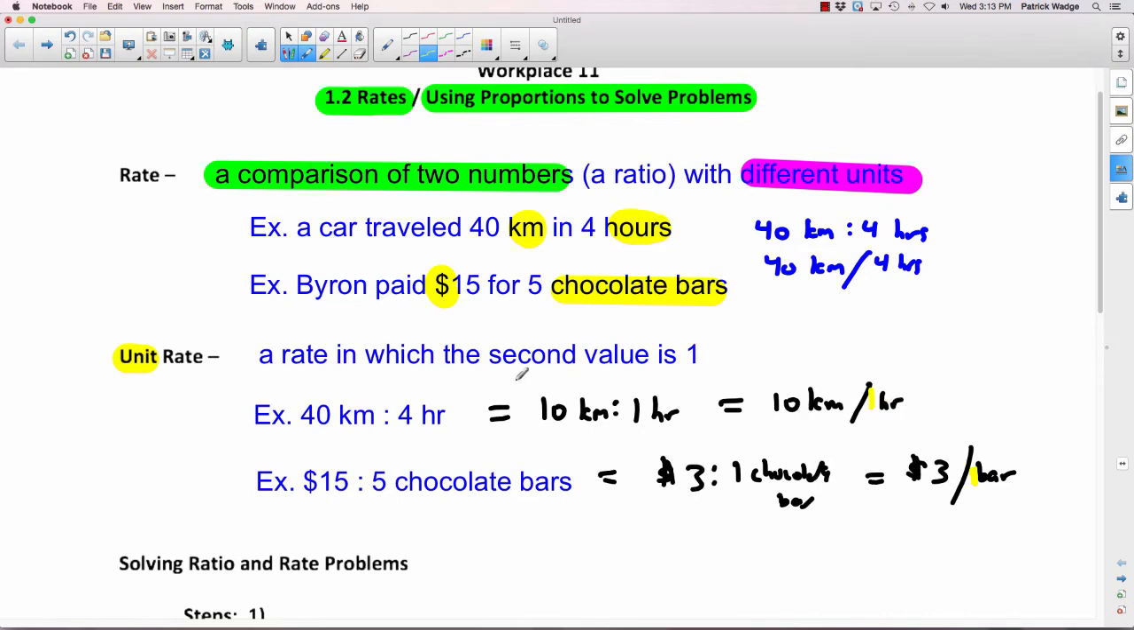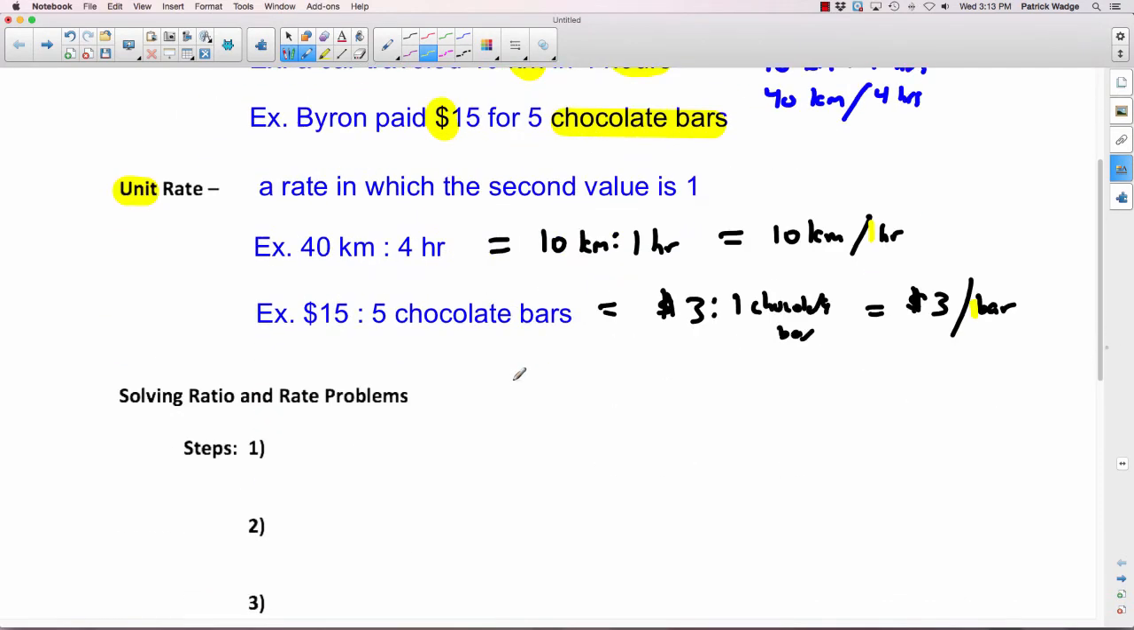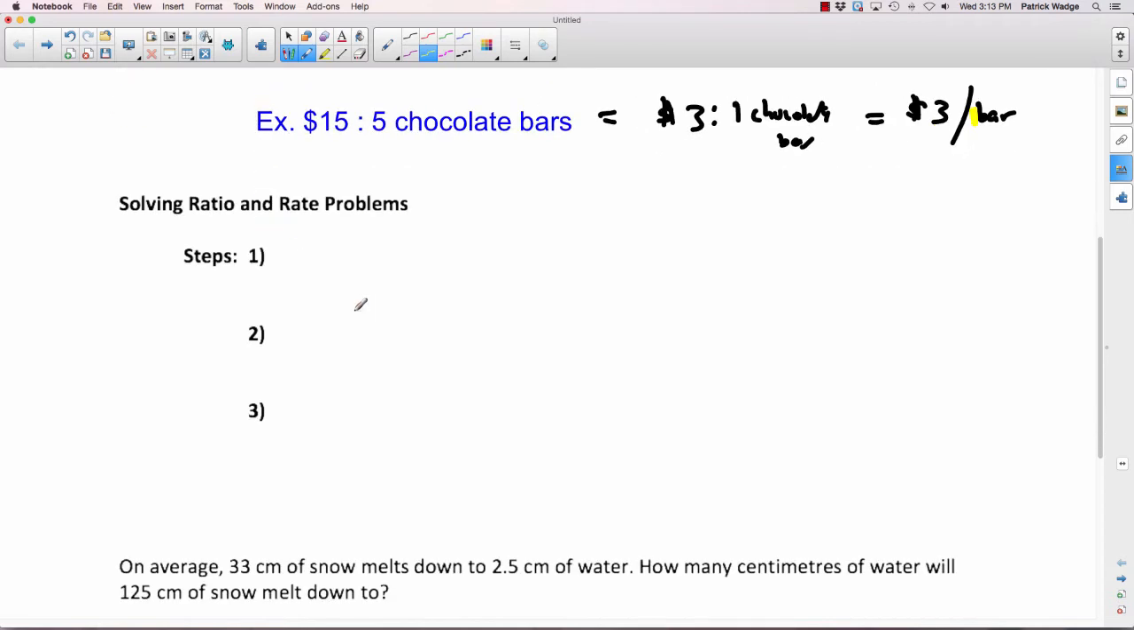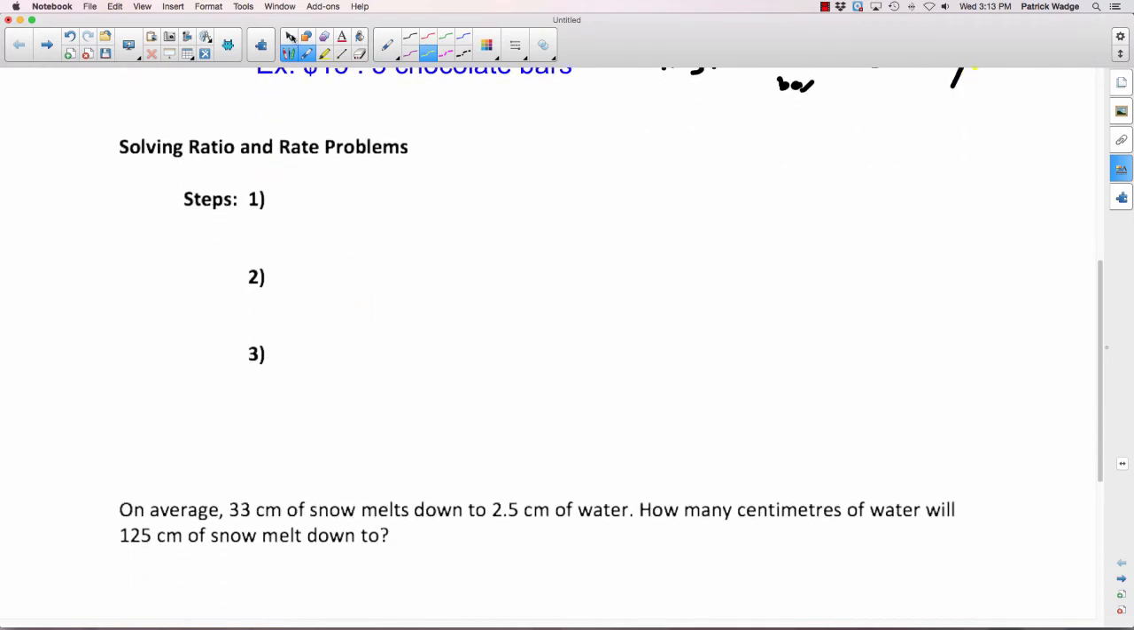Alright, so now what we're going to do is we're going to solve some problems. Ooh, word problems. They're going to be ratio problems and rate problems. And even before I show you the problems, I'm going to give you the steps. 3 steps. It's actually kind of only 2.